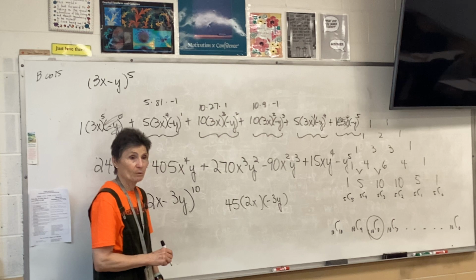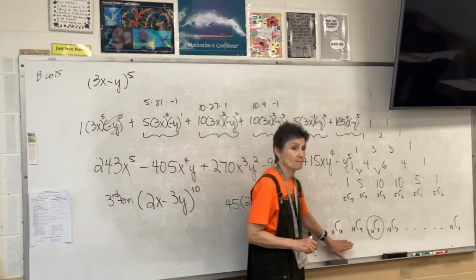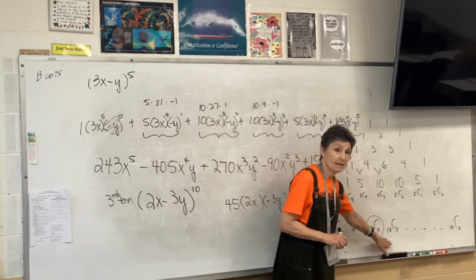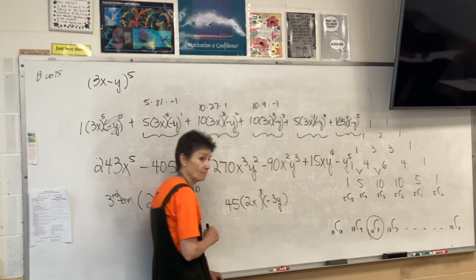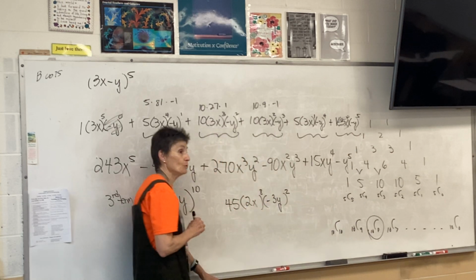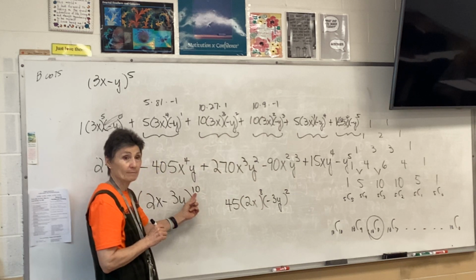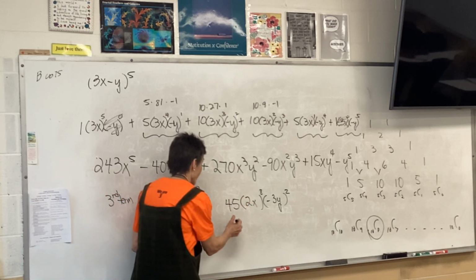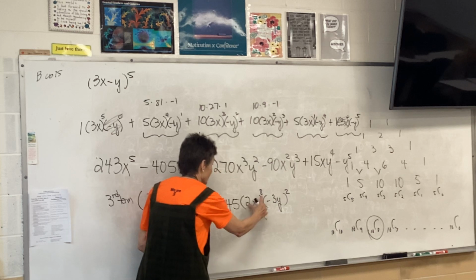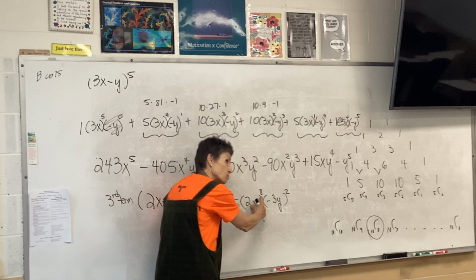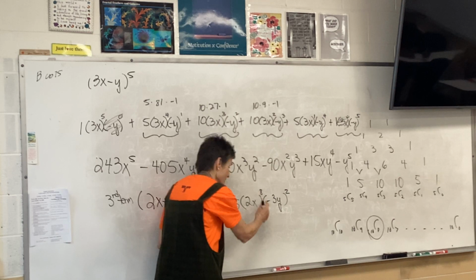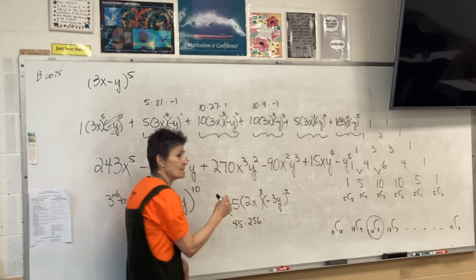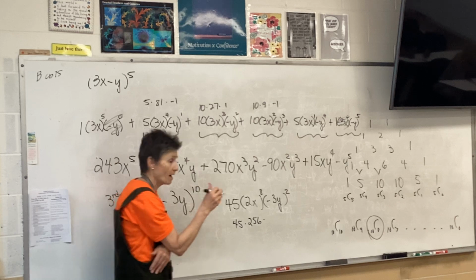Now I'm going to put on my exponents. Well, my first exponent in the 10th row would be 10, and then 9, and then 8. So this exponent is an 8, which makes this one a 2, because they have to add up to 10. Now that's a multiplication. So I have a 45, a 2 to the 8th, which is 256. Better check that. And then negative 3 squared, which is 9.